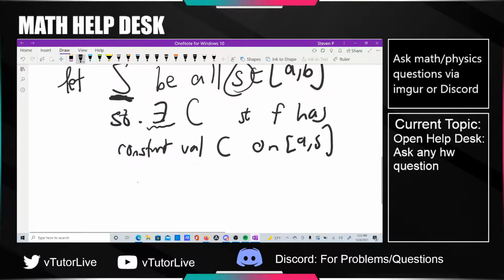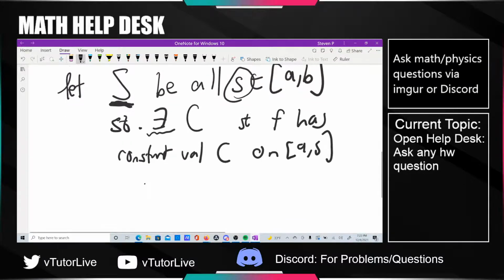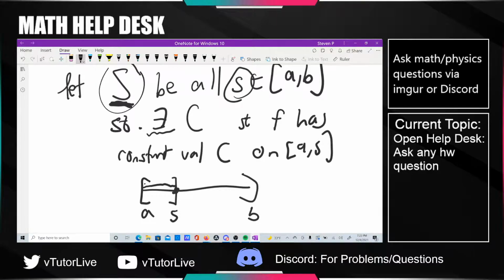So if we look back on this original image from A to B, this is saying if this entire segment here has constant value and it ends at this right endpoint, and we call this point s, then this little s would be inside the set big S. So the set big S consists of all the right endpoints of intervals that map to the same thing.